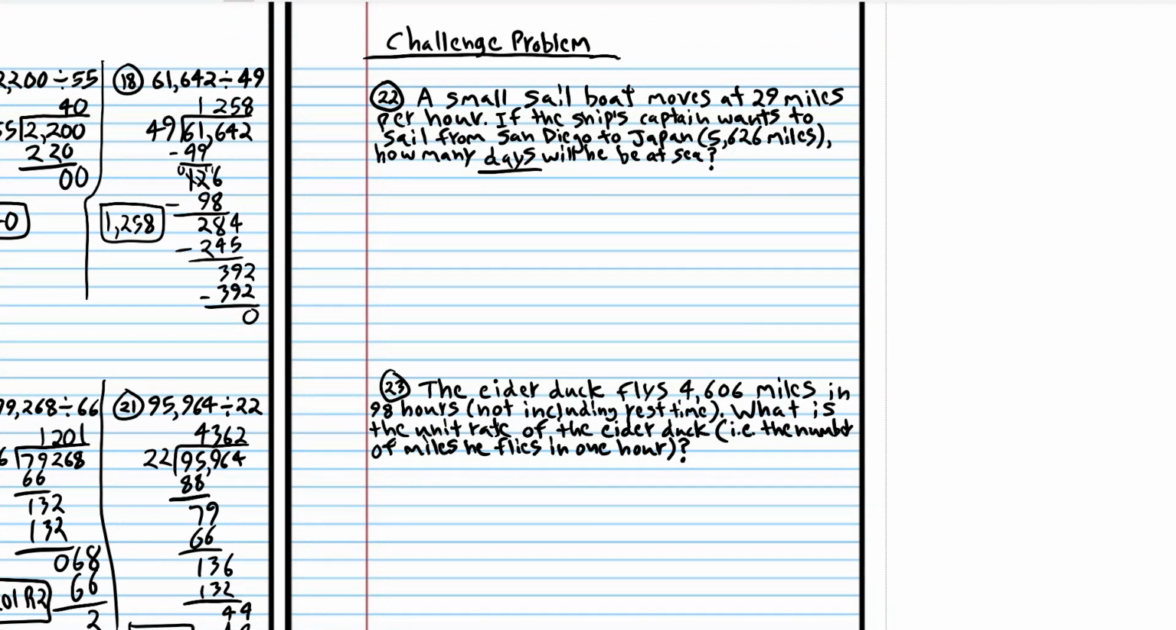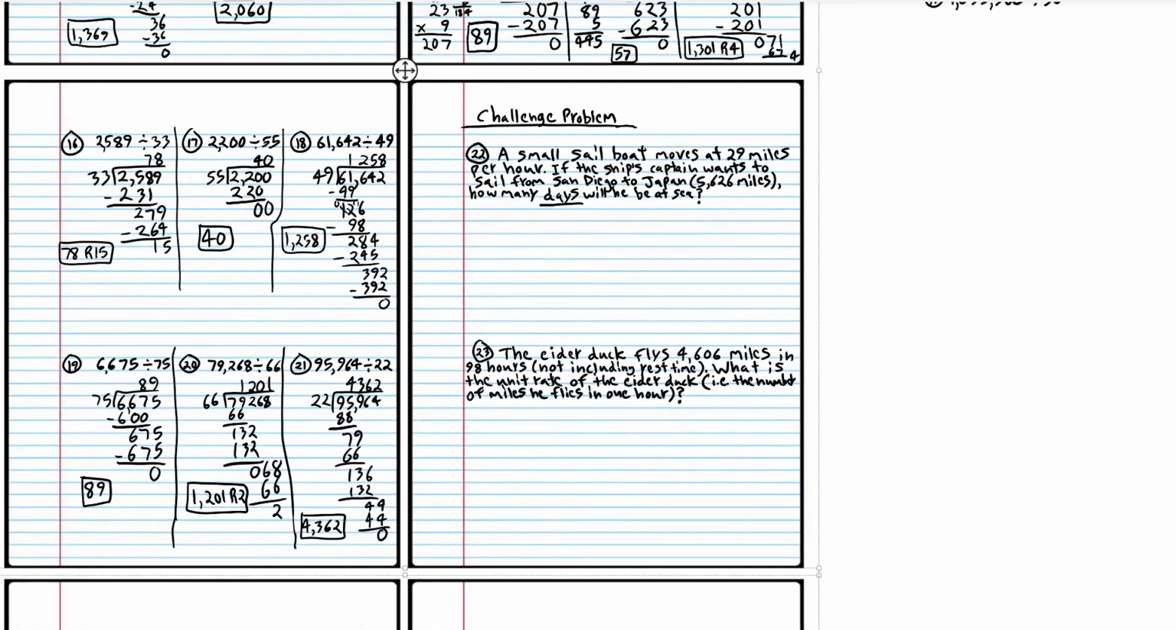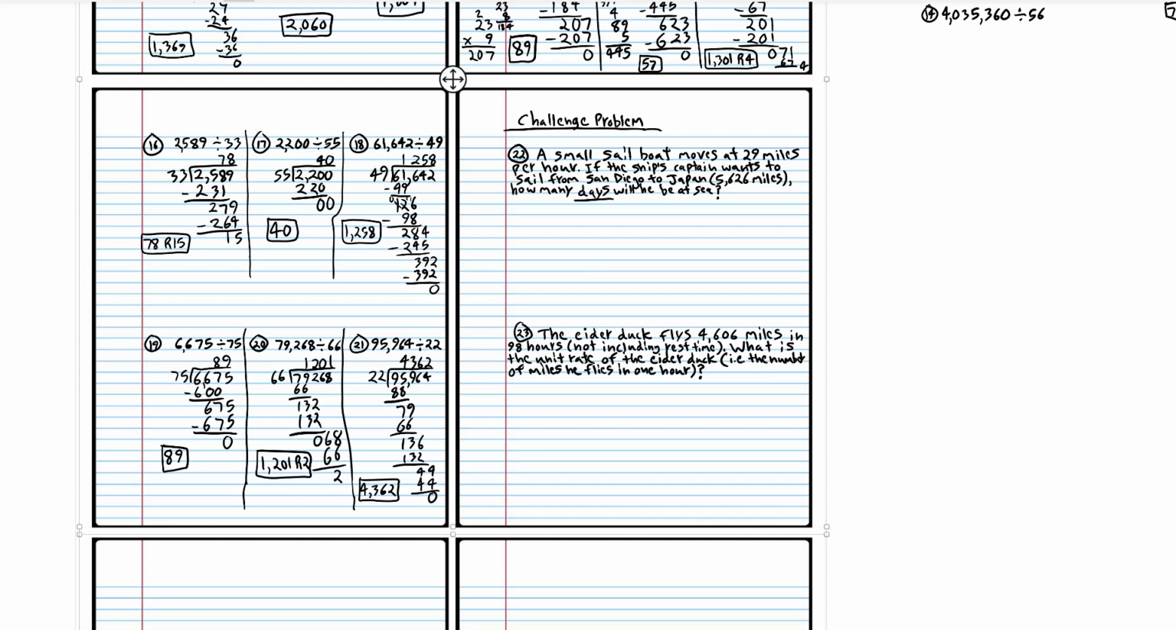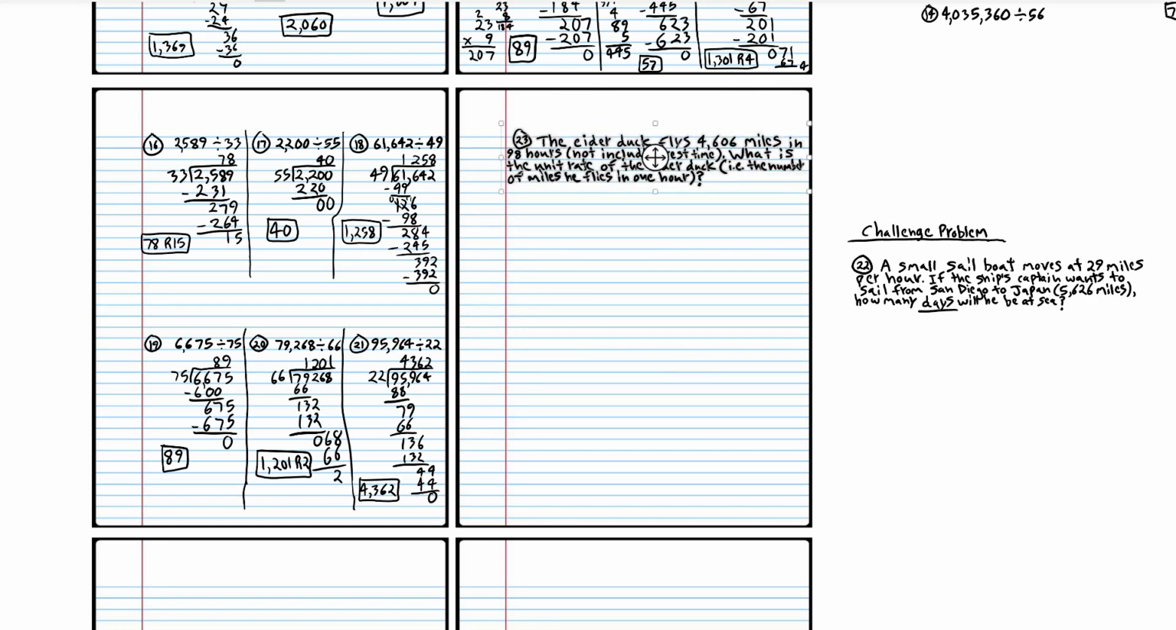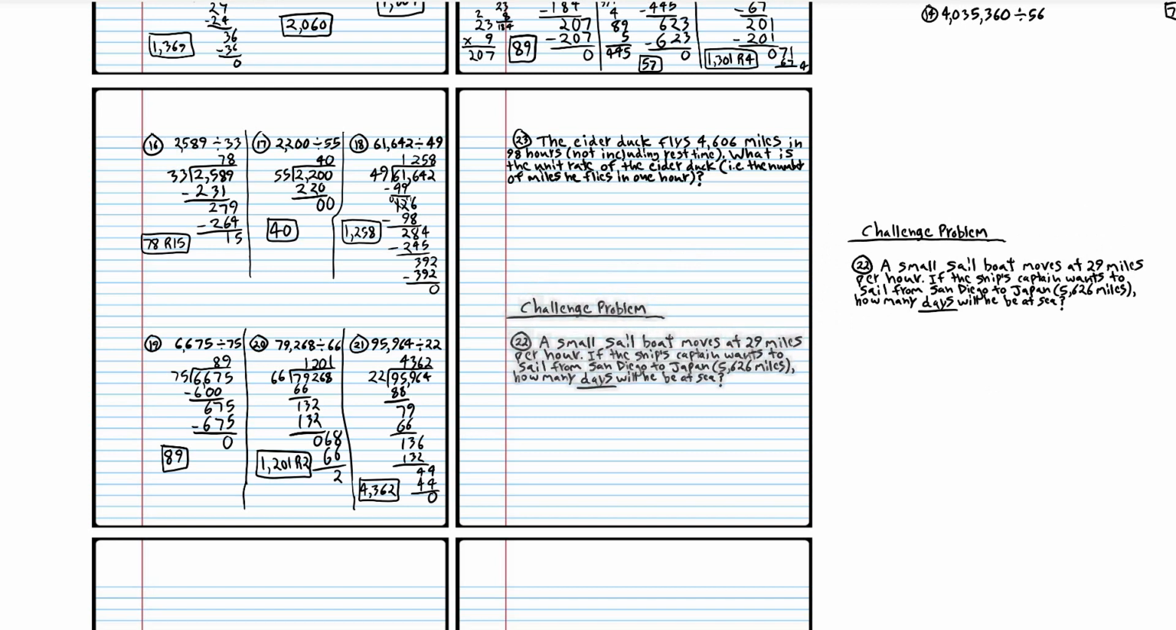All right, number 22. A small sailboat moves at 29 miles per hour. If the ship's captain wants to sail from San Diego to Japan, 5,626 miles, how many days will he be at sea? Now notice it says these are challenge problems. Actually 22 is a challenge problem. 23 is a regular problem. So that's kind of confusing. Let me move that over here. Move this up. Sorry about that. 23 is a regular problem. Let's do that one first, and then we can worry about the challenge problem later. There we go.